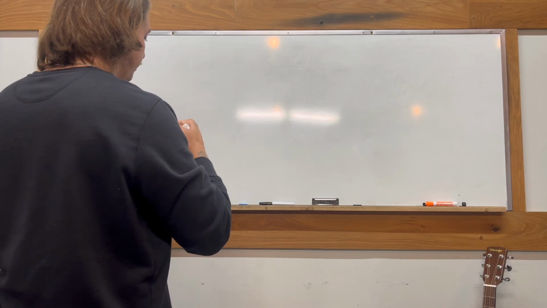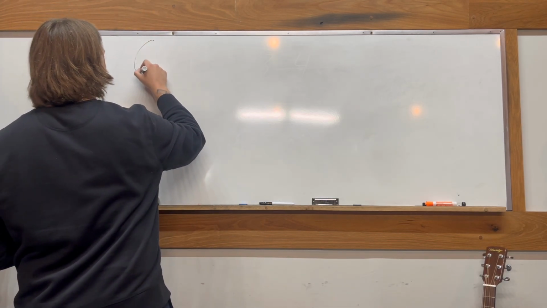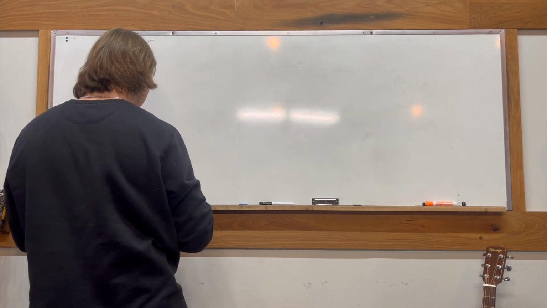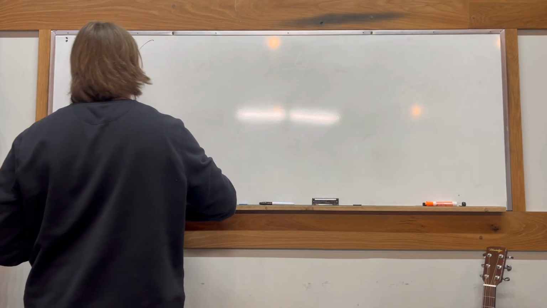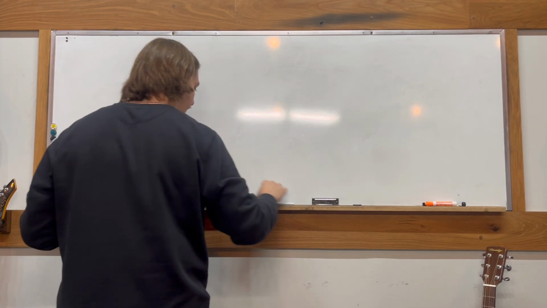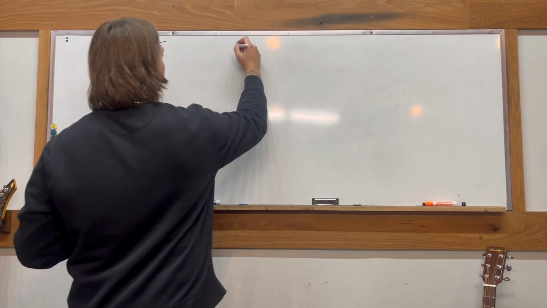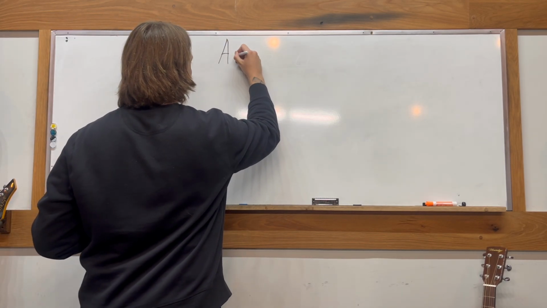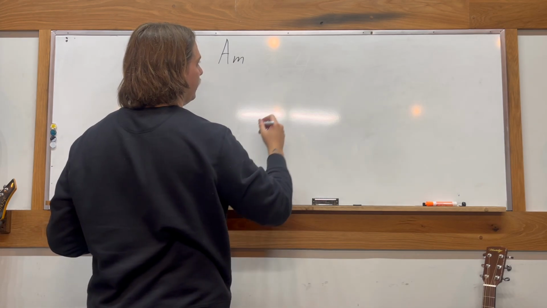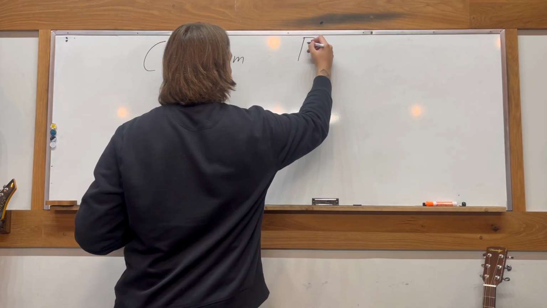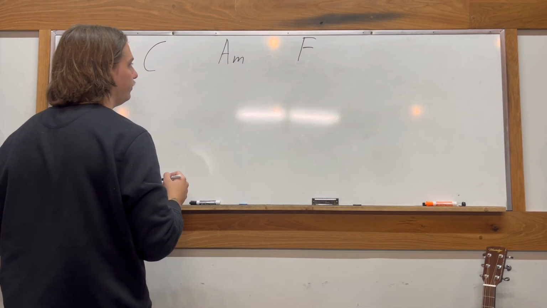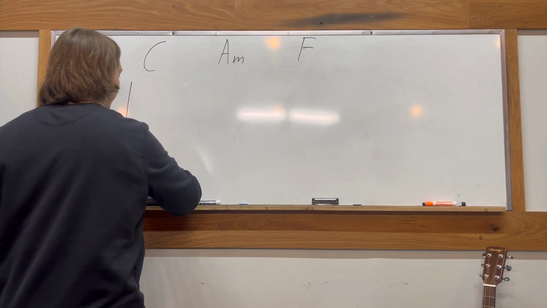What we're going to do is we're going to learn, we learned a C chord. Oh, this one doesn't work. Sorry. We learned a C chord. We learned an A minor chord. And today we're going to learn an F chord. Okay? Let's go like this.